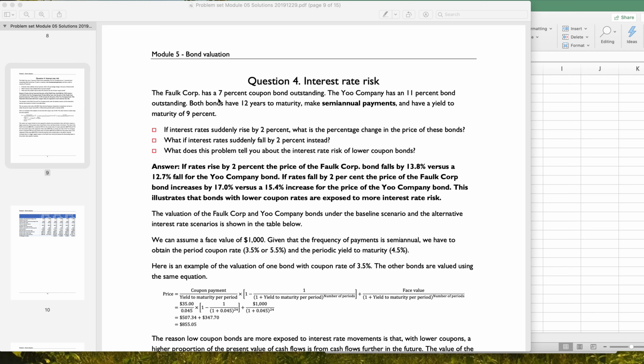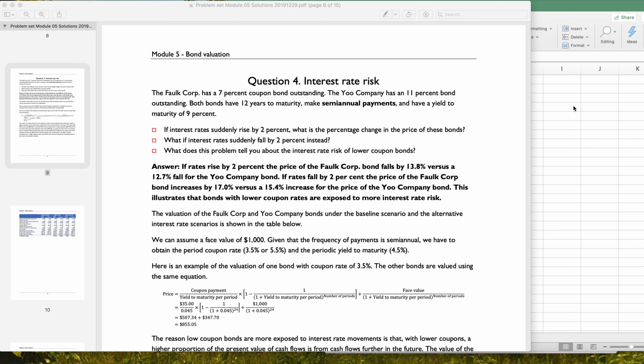The Falk Corporation has a 7% coupon bond outstanding. The U Corporation has an 11% bond outstanding. Both bonds have 12 years to maturity and make semi-annual payments. The yield, which is the current market rate, is 9%. What if interest rates fall? What is the change in the price of the bonds? What if they rise? And then what does the problem tell you about interest rate risk of lower coupon bonds?